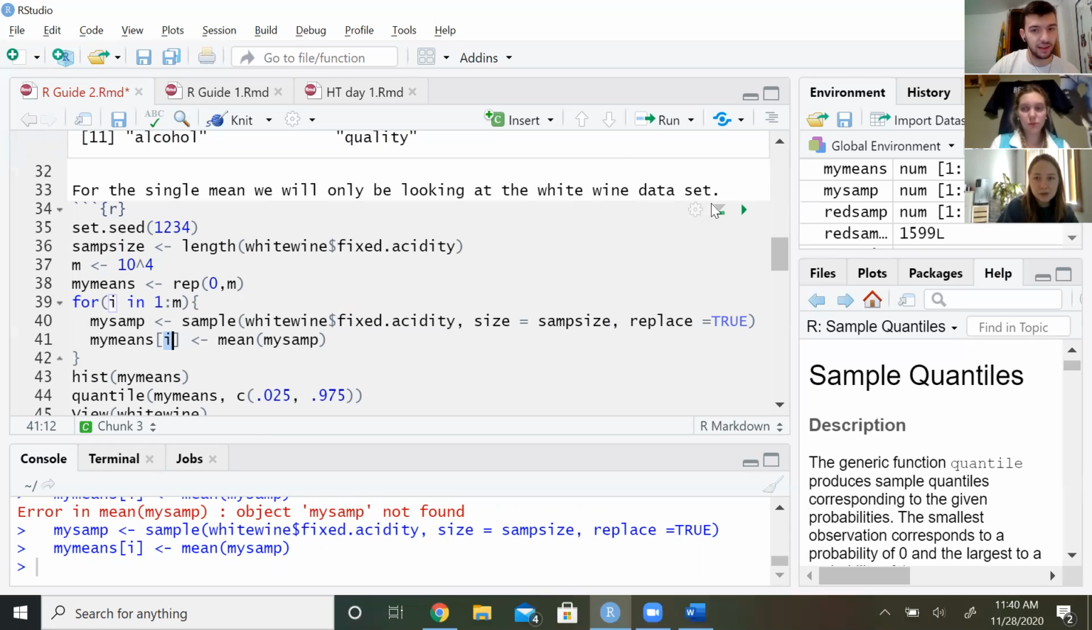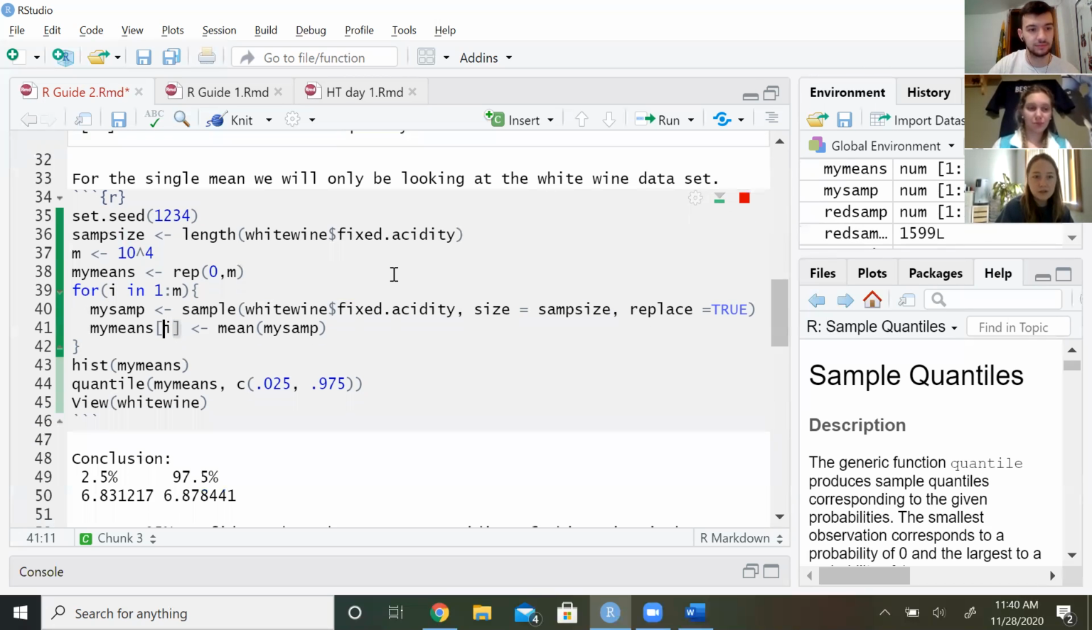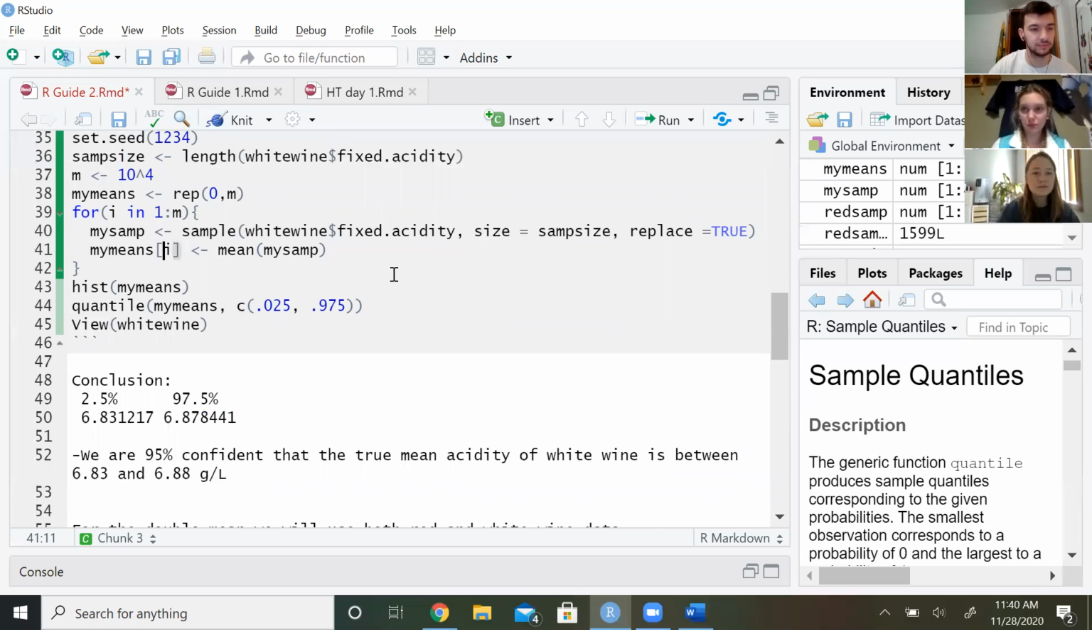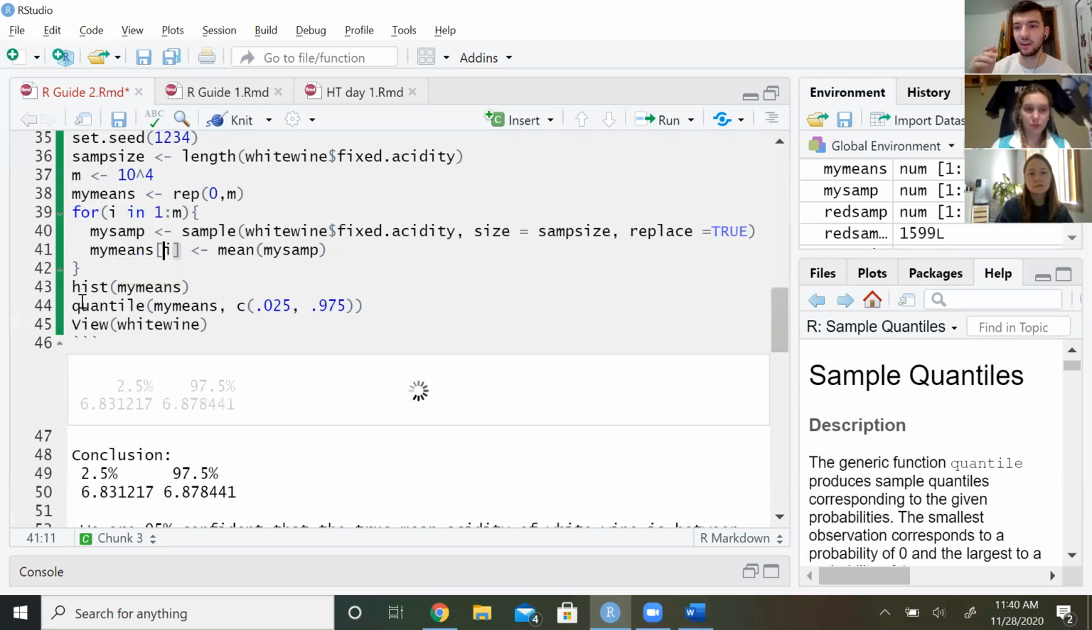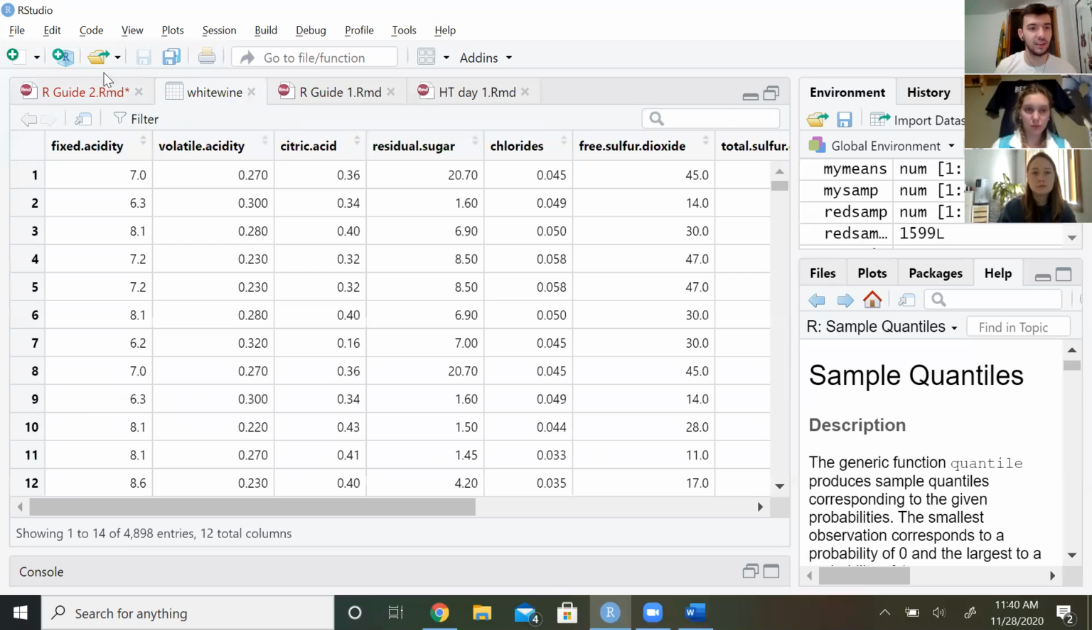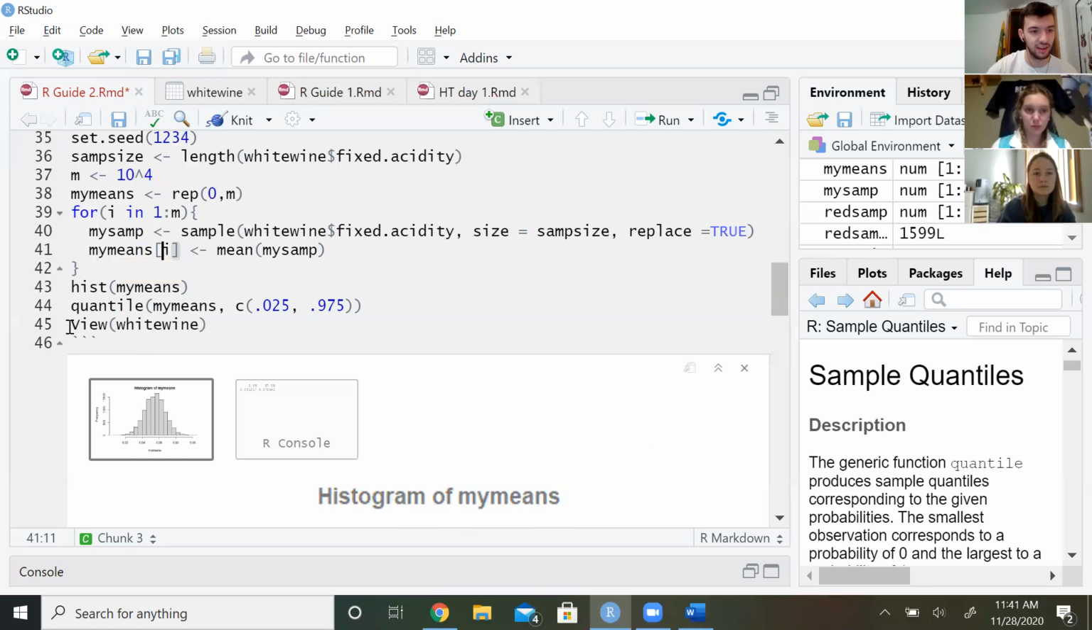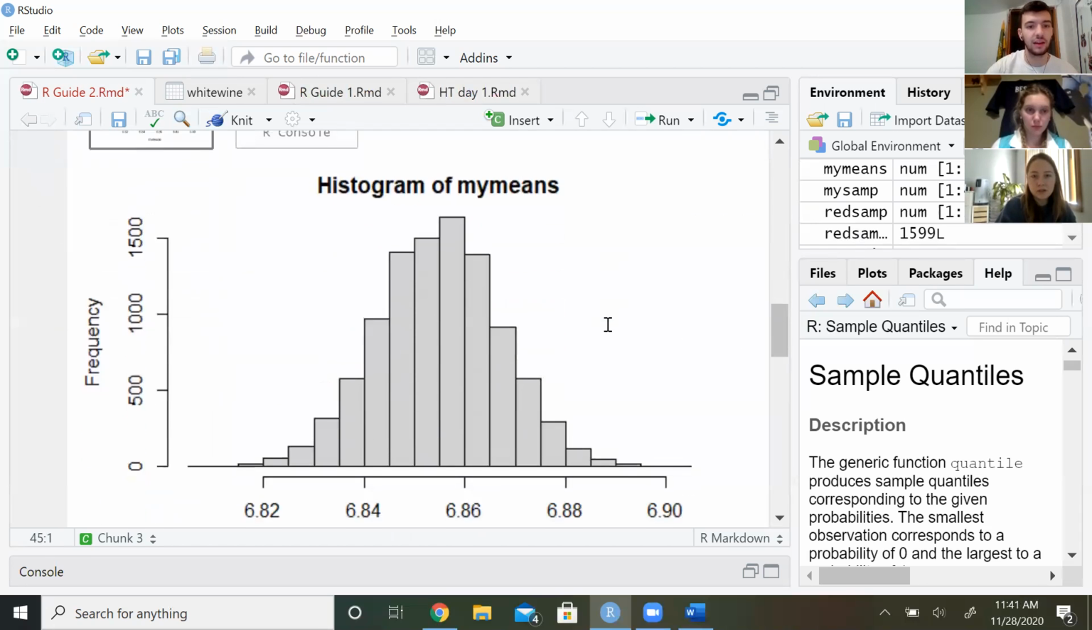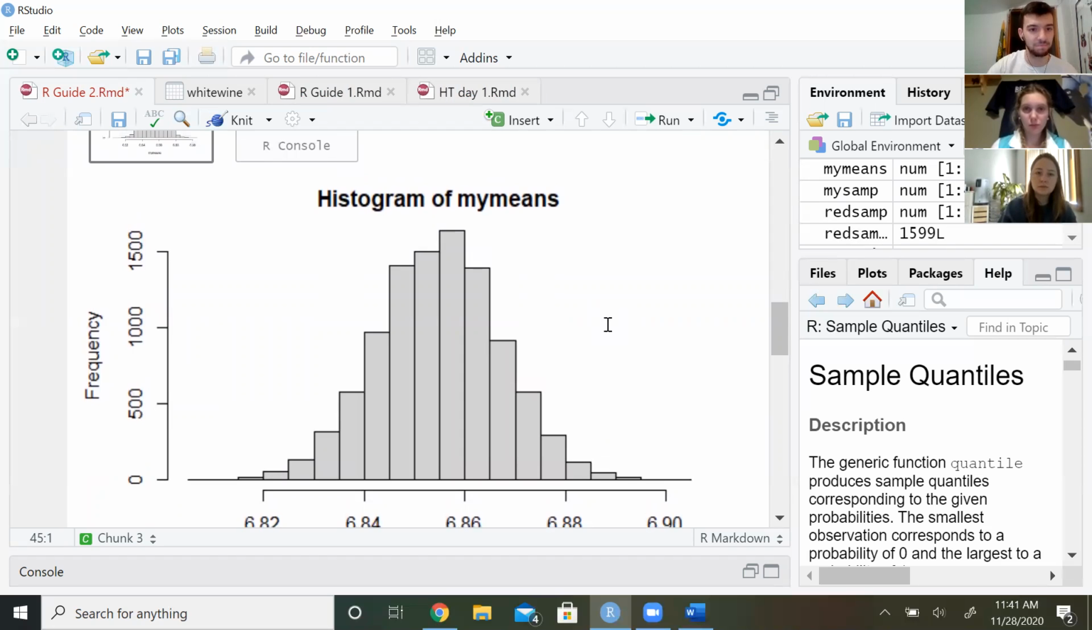So let me just run this all the way through. It takes a second. We could start talking about the quantile maybe. Going down, we'll look at a histogram. We'll also look at a quantile. Okay, so here's our histogram. There's our histogram of my means, so the newly populated data set for the fixed acidity.